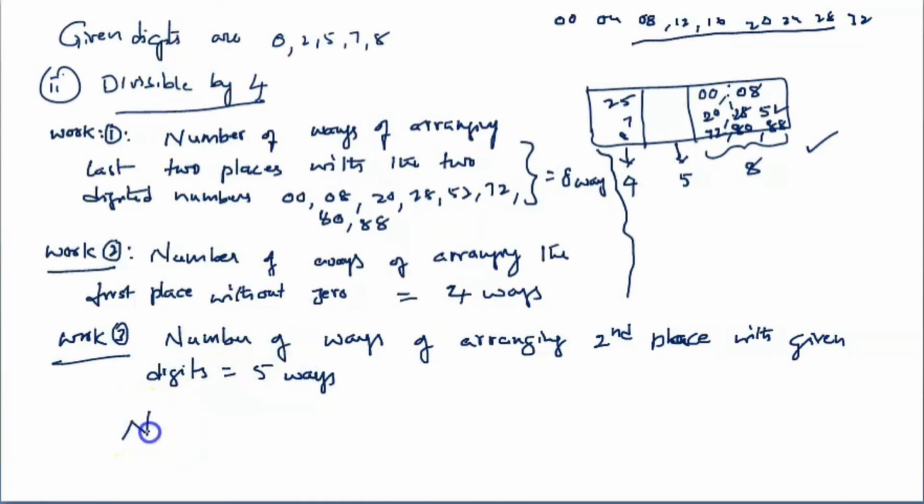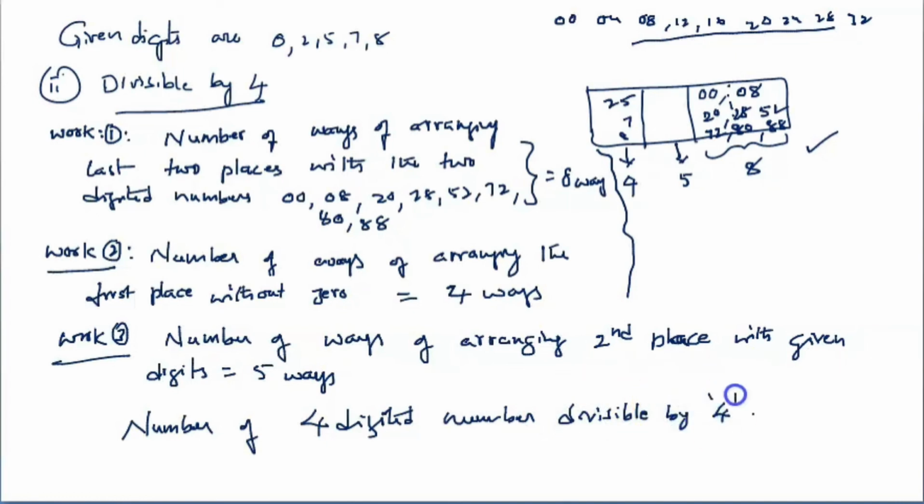So the number of 4-digit numbers divisible by 4 is equal to: first work is 8, second work is 4, and third work is 5. 5 times 4 is 20, into 8, 160 numbers are there which are divisible by 4.